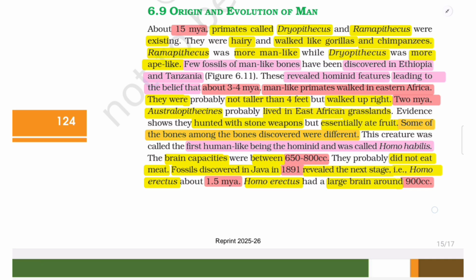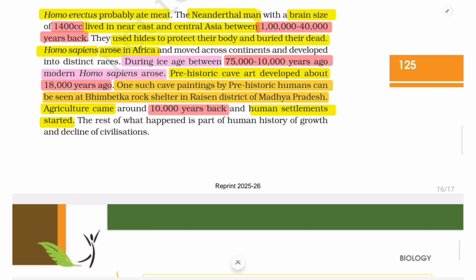Fossils discovered in Java in 1891 revealed the next stage, that is Homo erectus, about 1.5 million years ago. Homo erectus had a large brain about 900 cc. Homo erectus probably ate meat. The Neanderthal man with a brain size of 1400 cc lived in Near East and Central Asia between 1 lakh to 40,000 years back. They used hides to protect their body and buried their dead.